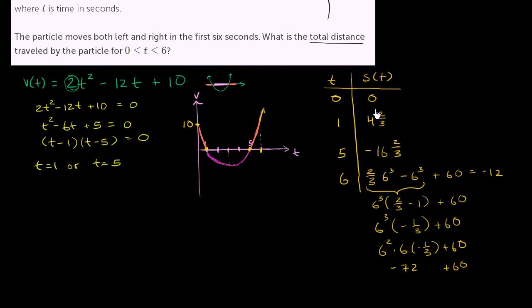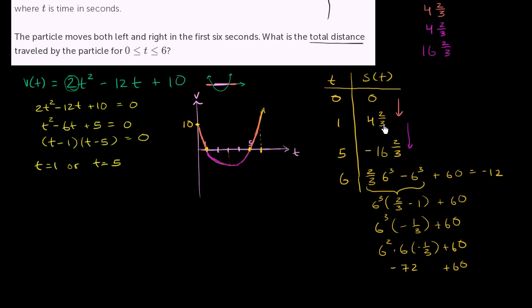So now we just have to think, how far did it travel? Well, it starts traveling to the right. It's going to travel to the right 4 and 2/3. So let's write this down. We're going to have 4 and 2/3. And then it's going to travel to the left. To go from 4 and 2/3 to negative 16 and 2/3, you traveled 4 and 2/3 to the left, and then you travel another 16 and 2/3 to the left.